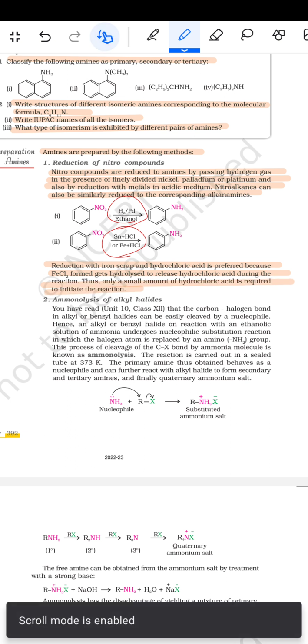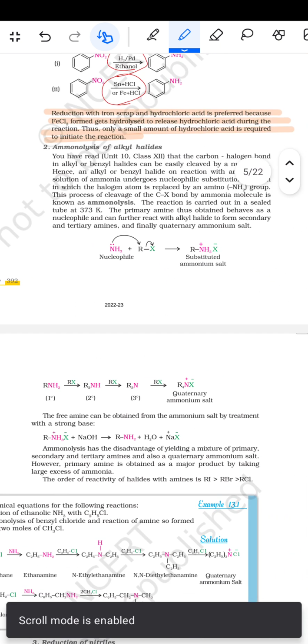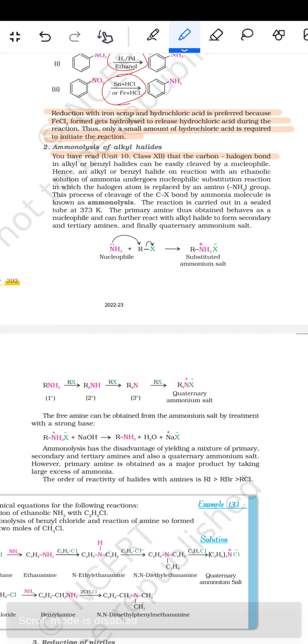After that comes ammonolysis of alkyl halides. You have read that the carbon-halogen bond in an alkyl or benzyl halide can be easily cleaved by a nucleophile. Hence, an alkyl or benzyl halide on reaction with an ethanolic solution of ammonia undergoes nucleophilic substitution in which the halogen atom is replaced by an amino group. This process of cleavage of the C-X bond by the ammonia molecule is known as ammonolysis.